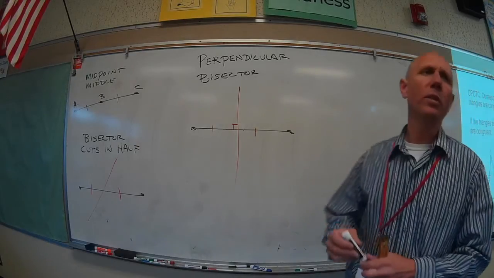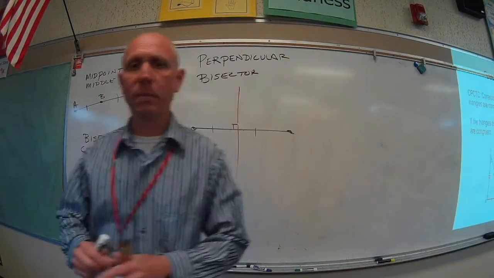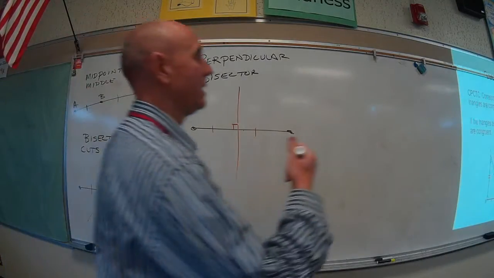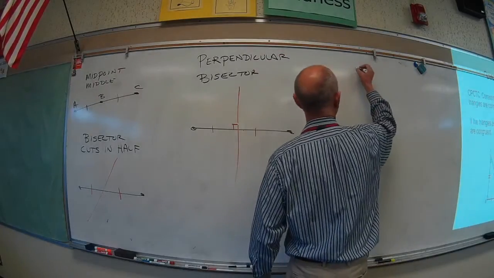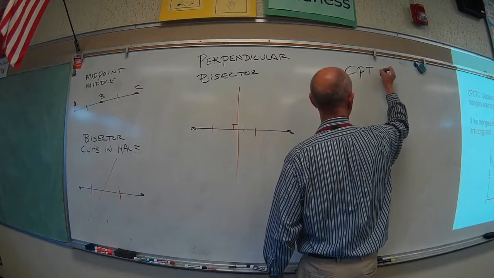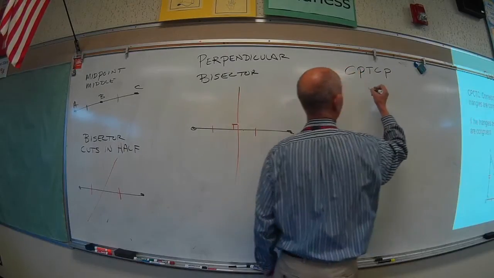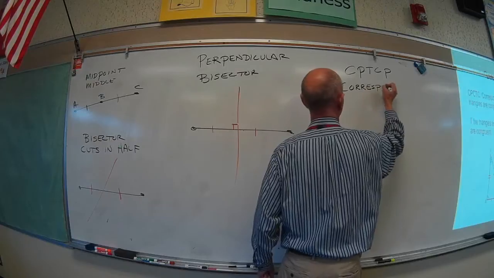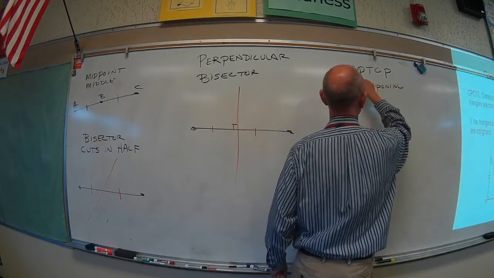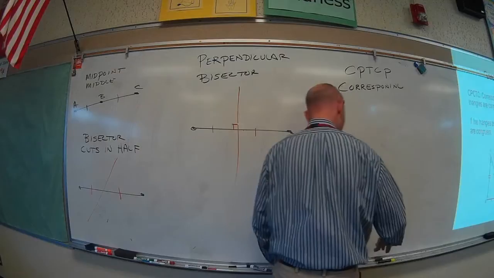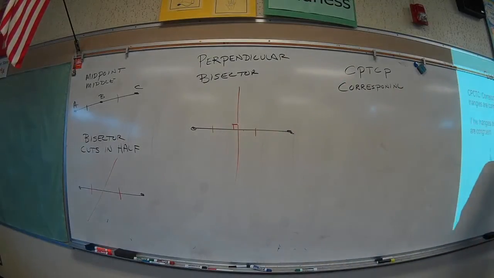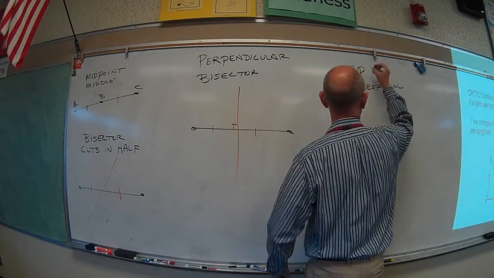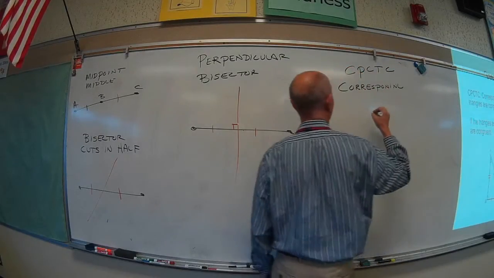Next one. We can do this one in one box. It's going to be two things, but we'll put them in the next box. CPCTC. Corresponding parts of congruent triangles are congruent.